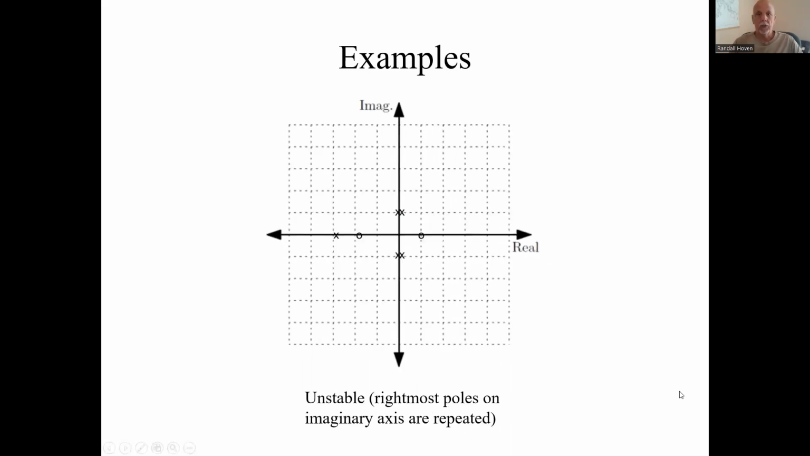Here's the exact same picture, but now these guys are double poles at the same location. They're always going to come in complex conjugate pairs, by the way. This guy is plain old unstable. Double poles on the imaginary axis. Again, ignore where the zeros are. That confused a lot of students.